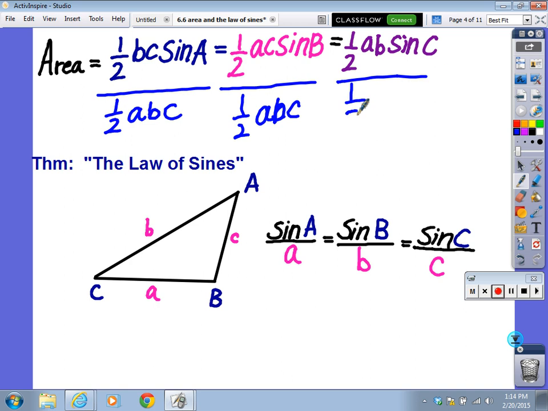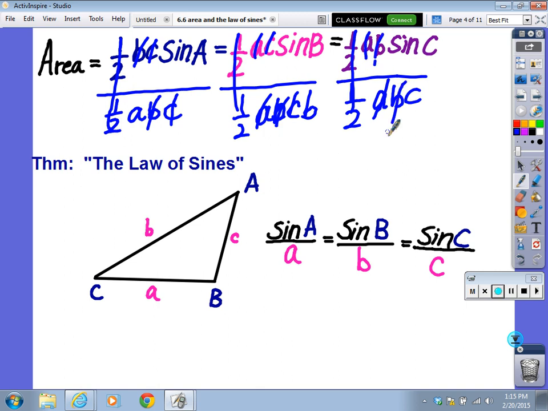So if we divide all of this by 1/2 ABC, then right here our 1/2s divide out, our B divides out with B, C divides out with C, and left would be sine of A over A, correct? Then over here, our 1/2s divide out, A's divide out, C's divide out, and left is sine of B over B, right? Okay? So then over here, 1/2s divide out, our A's divide out, our B's divide out, and left would be sine of C over C.